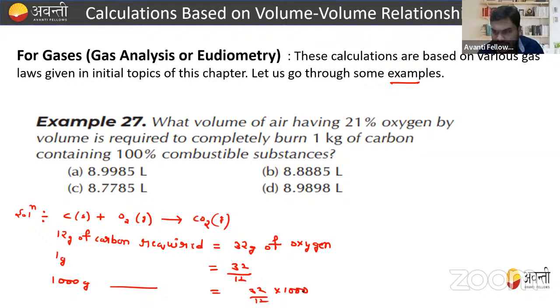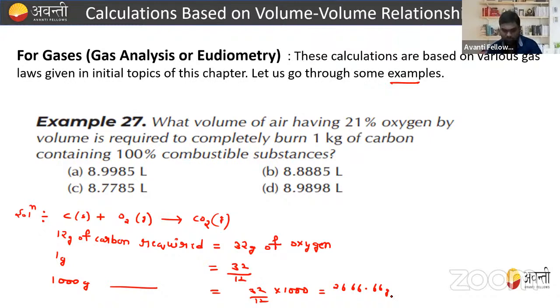So this is how we can calculate. In terms of mole, we can also calculate this. So it comes around 32 multiplied by 1000 and divided by 12. It comes out to be 2666.66 gram. This much of oxygen they require.